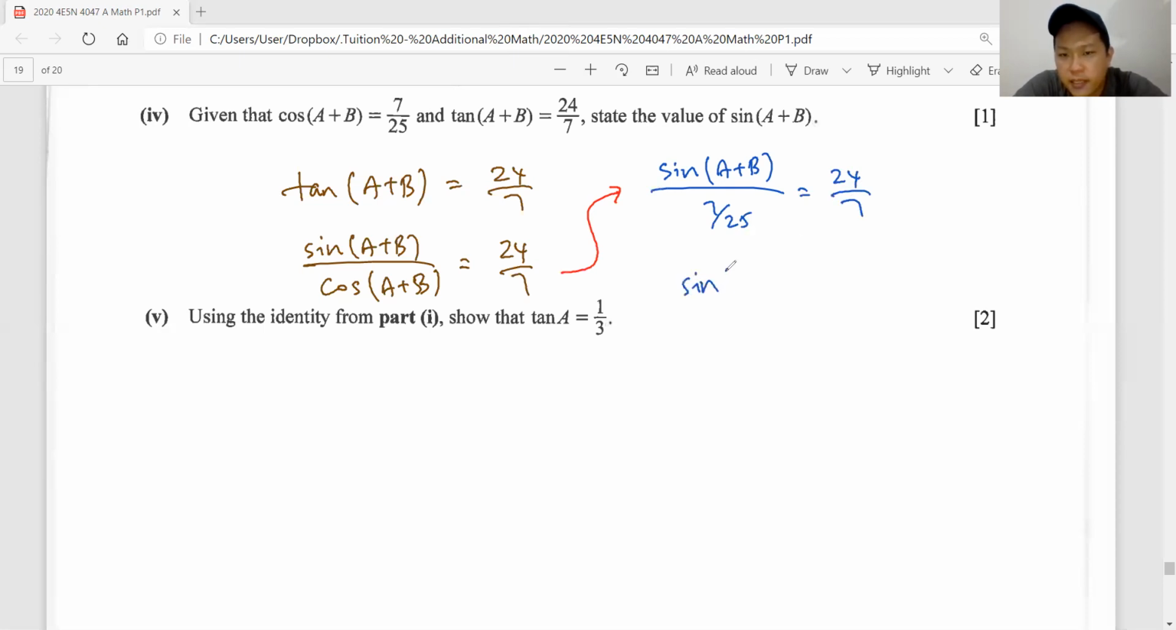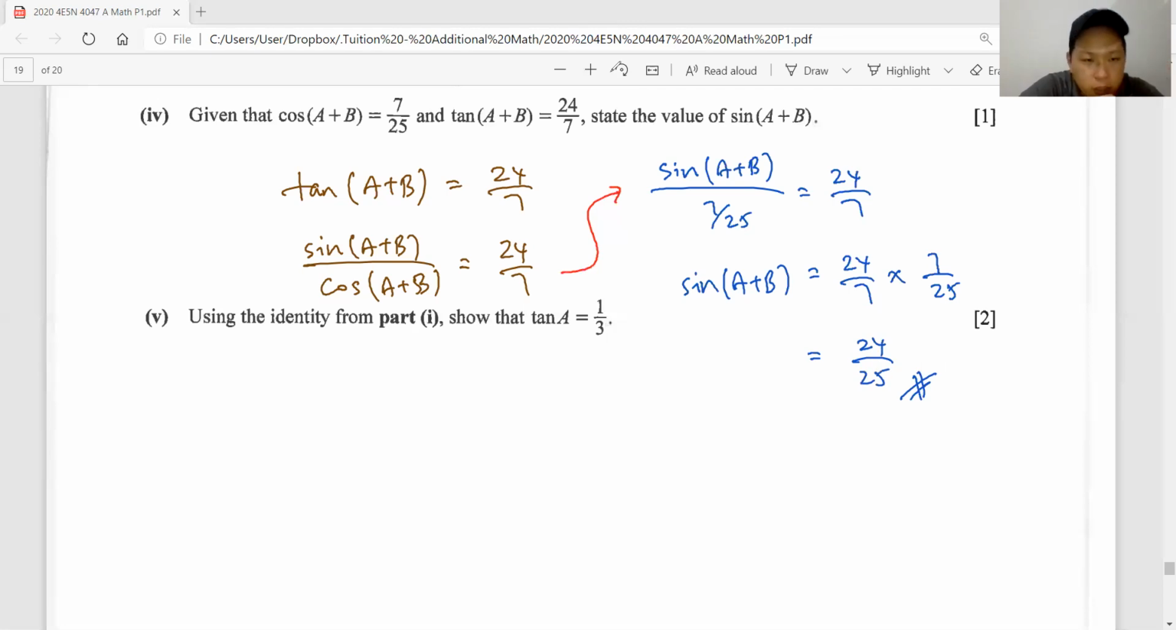Then cross multiply, sine A plus B equals 24/7 times 7/25. I'm going to do this mentally. 24/25. So brilliant, can do without calculator. So yeah, that's all for part 4.